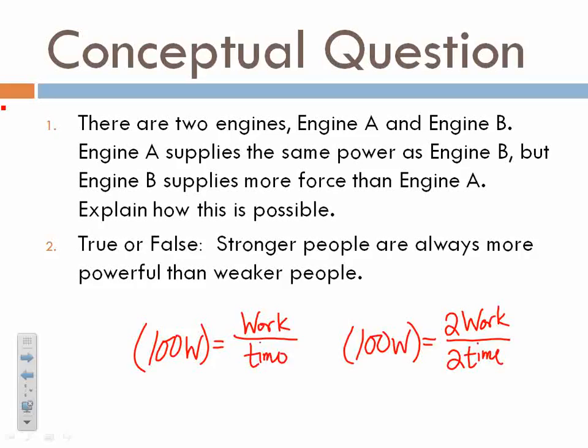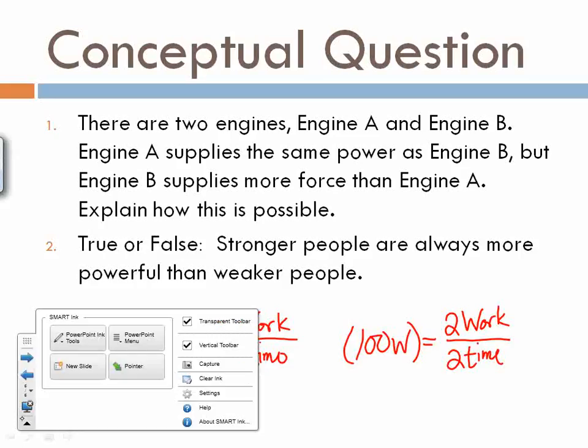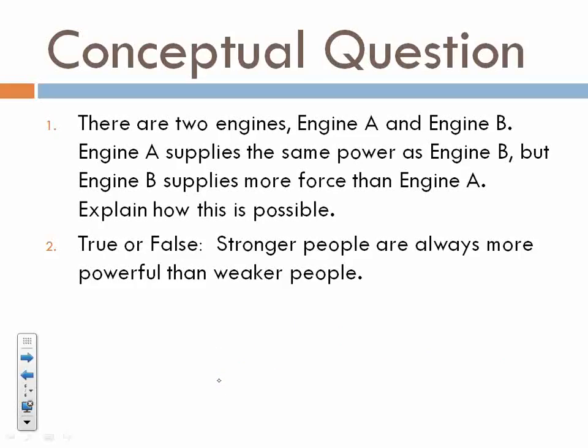So they both have the same power rating, but engine B has more force. That means it's going to take a lot more time for it to actually do that work. So it's going to have more force, but it has to have more time to make that possible. So there's a trade-off. You can have a lot of power, you can have a lot of force, but time is a factor.